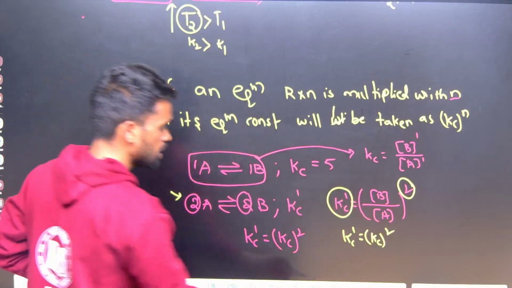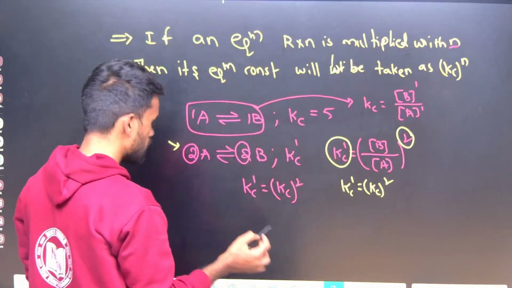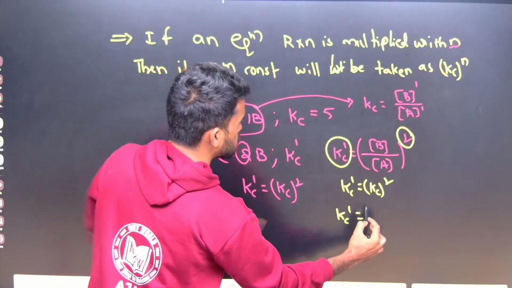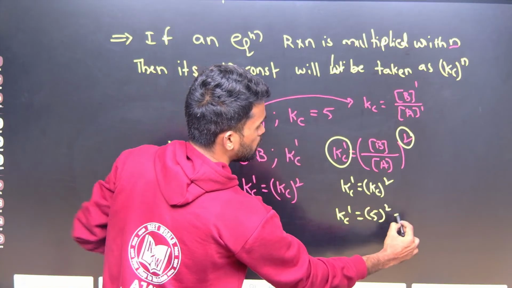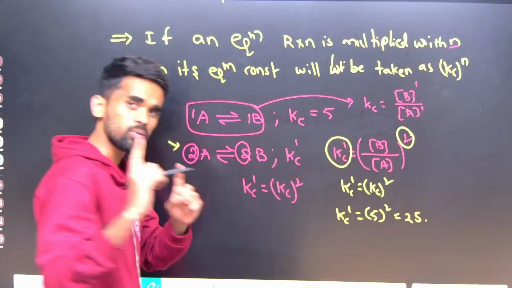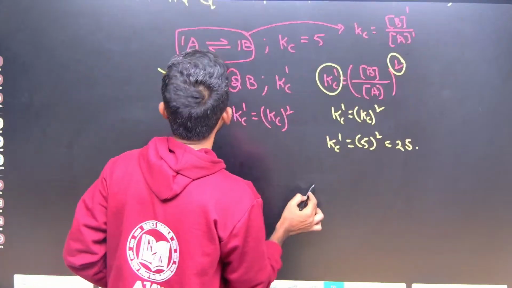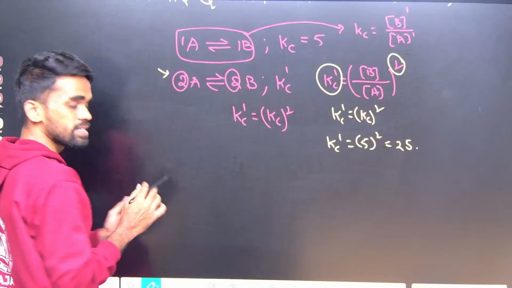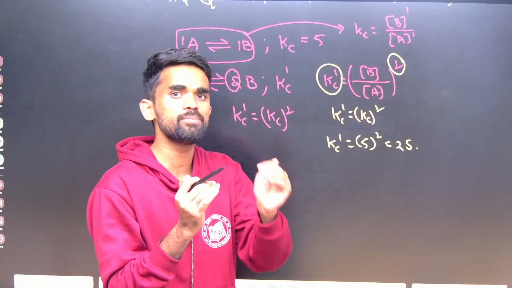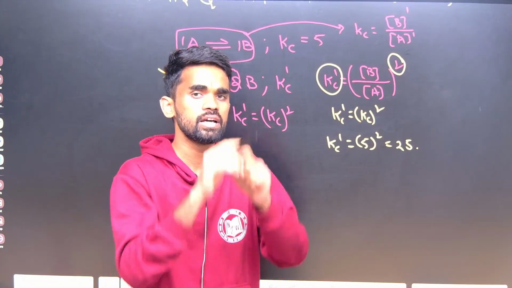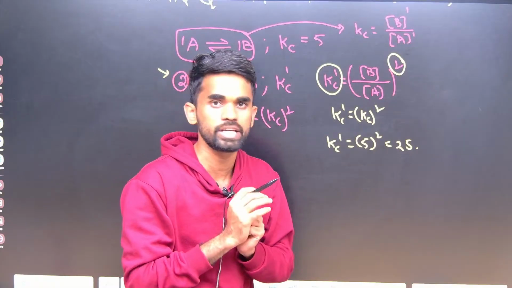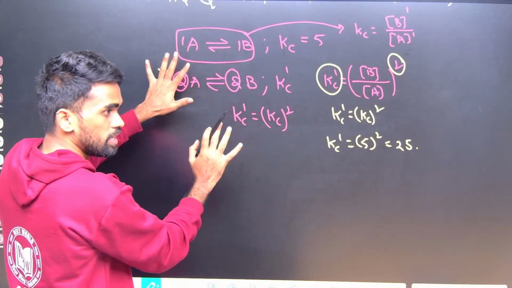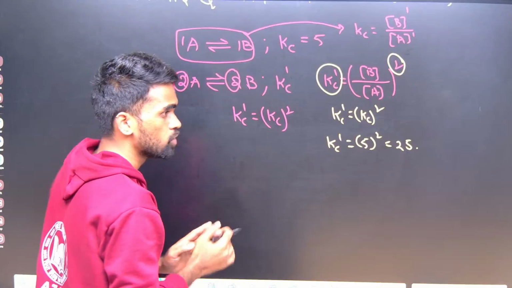Hope this is clear. Now Kc dash value becomes how much? Kc dash value will be equals to 5 to the power 2. That will be your 25 will be the answer. Hope this is clear. Now if an equilibrium reaction is divided by 2 or divided by n, therefore what you should take? To the power 1 by n you should take. Same whatever you have studied here, same thing we will be applying here. Okay, so look at here.